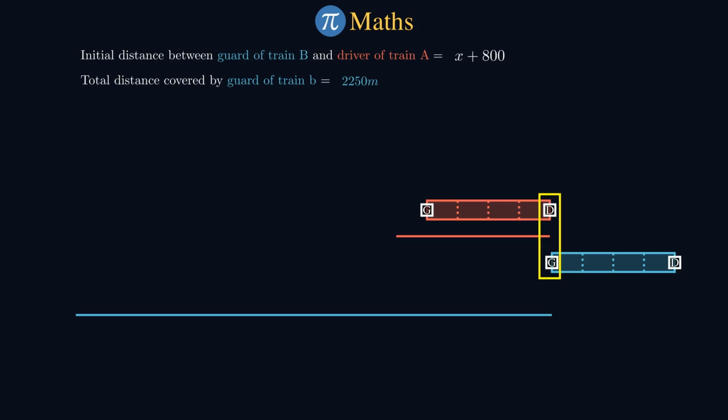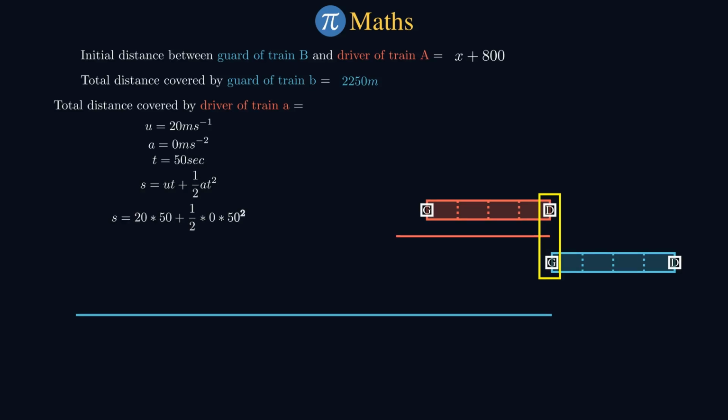2,250 meters. Using the same equation, we can find the distance covered by the driver of train A. Acceleration of train A is 0. Put values and the distance is equal to 1000 meters.